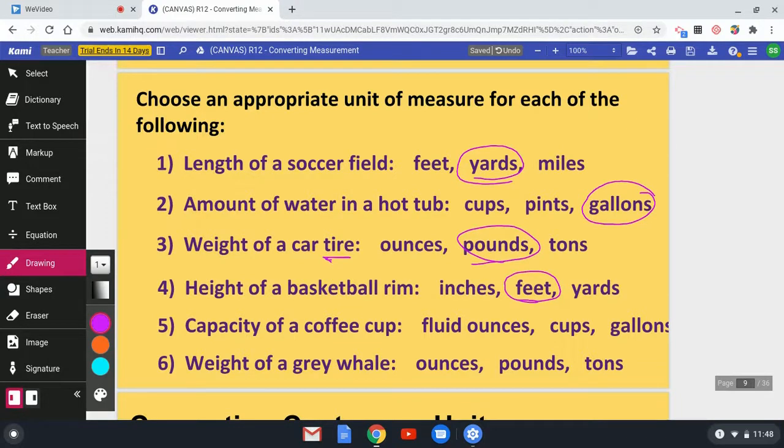Now, if it's just a coffee cup itself and how much it holds, I would count that in fluid ounces. And the weight of a gray whale. Well, gray whales are huge, right? They're the heaviest mammal. So we would say tons.